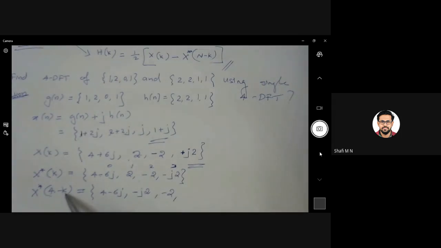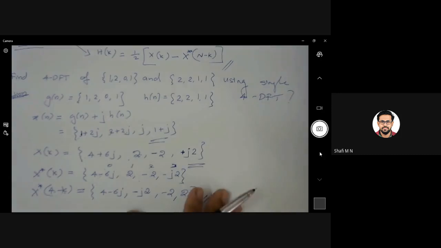Then when k equal to 3, last one, this is 0, 1, 2, 3. Third index, when k equal to 3, x conjugate of 4 minus 3. 4 minus 3 is 1. So x conjugate of 1. X conjugate of 1 is 2. So you can write it as 2.